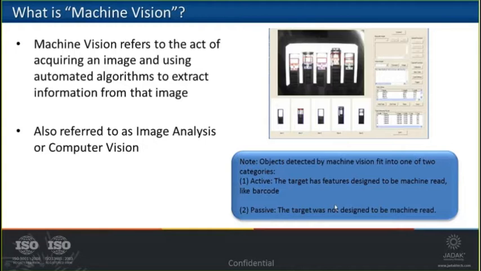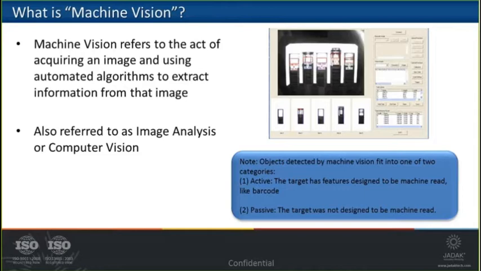If you look in the blue call-out down in the lower right corner, we'll further divide machine vision into two categories. What we call active machine vision, and that's where the target that is being imaged, the thing that you're looking at, was really sort of designed to be read by machine vision. A good example of it is a barcode. So barcode is a form of machine vision. You're using a camera to automatically decode that barcode, but why we call it active is that barcode was designed to be read by a machine.